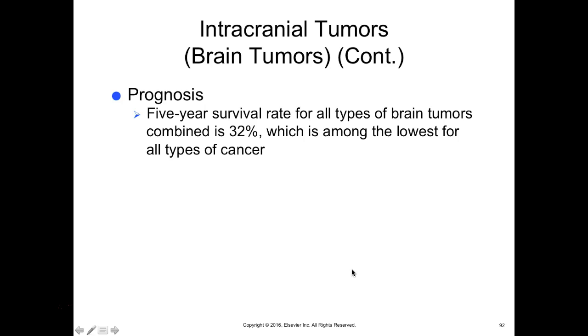Prognosis: the 5-year survival rate for all types of brain tumors combined is 32%, which is among the lowest for all types of cancer. So for someone with a brain tumor, the survival rate is somewhat low.